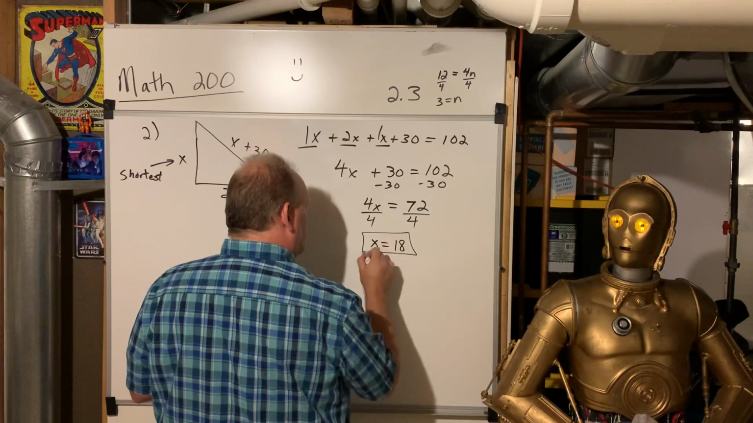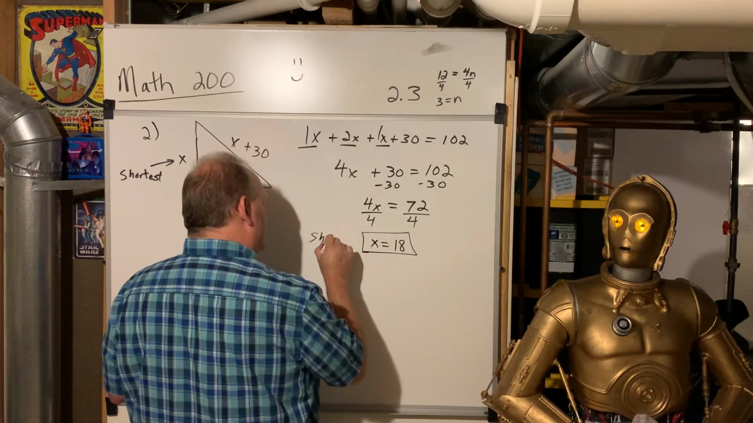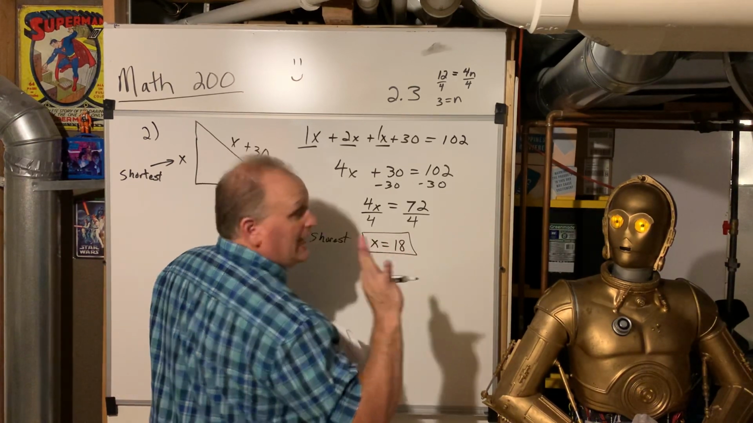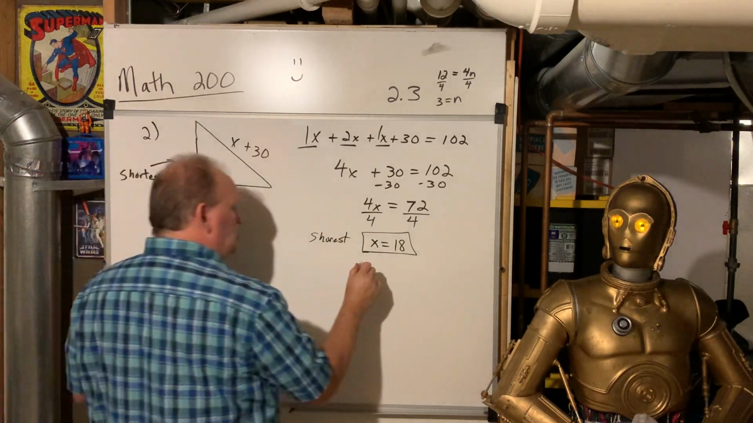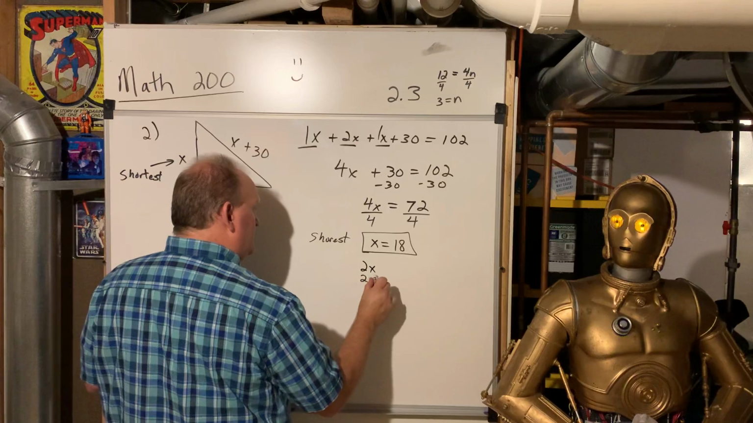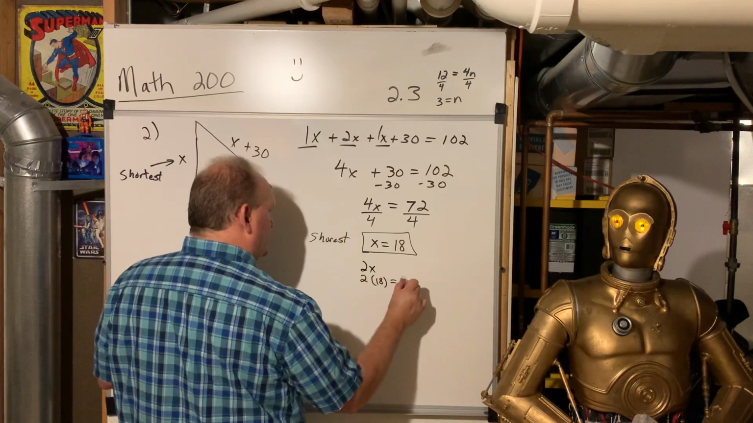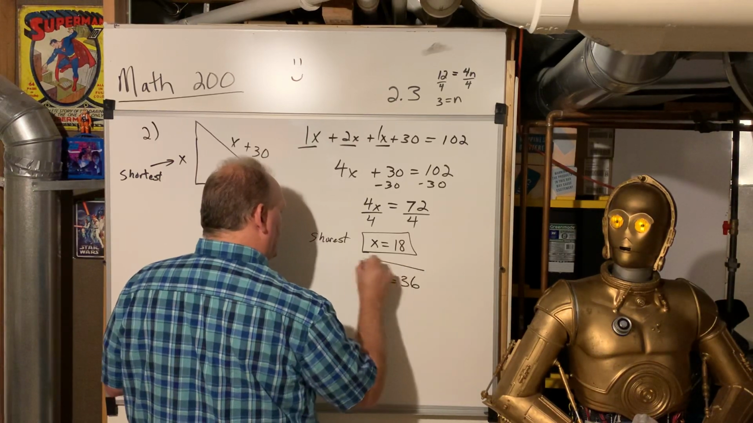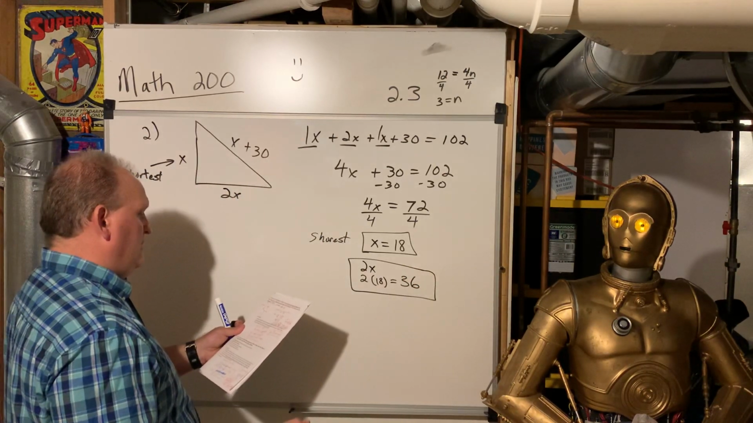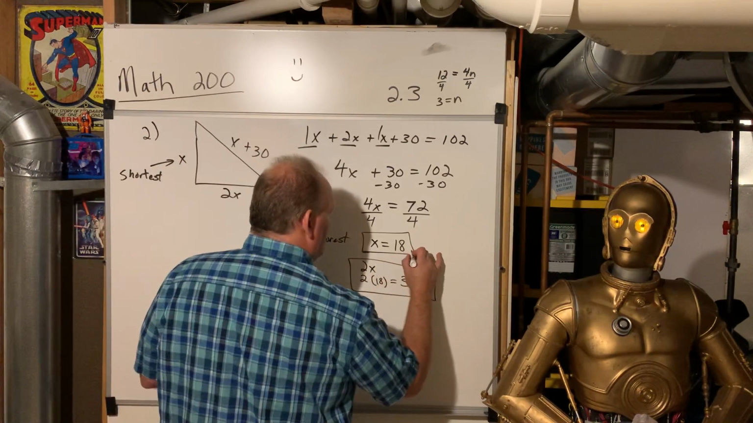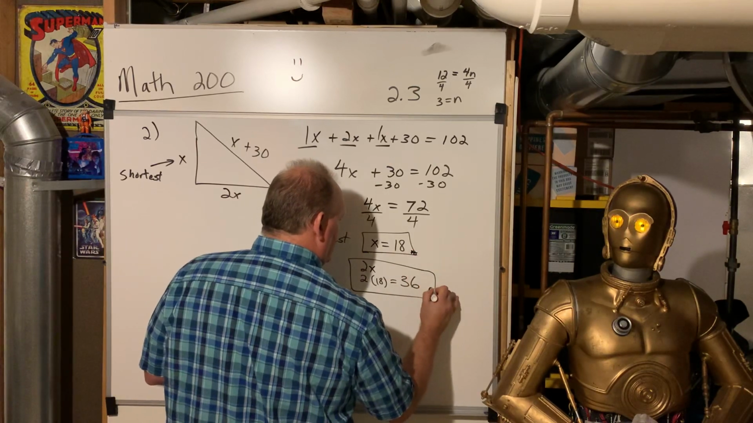That is just the shortest side. We need three sides. So that means we're going to have to go back and say, well, 2x, which is 2 times 18, which is 36. And what are we in? Are we in feet? We are in feet. So 18 feet, 36 feet.